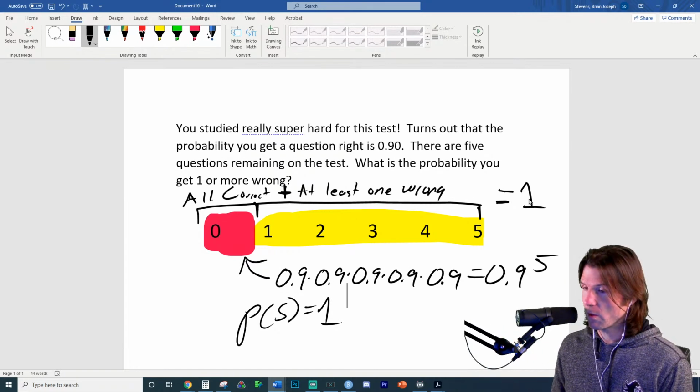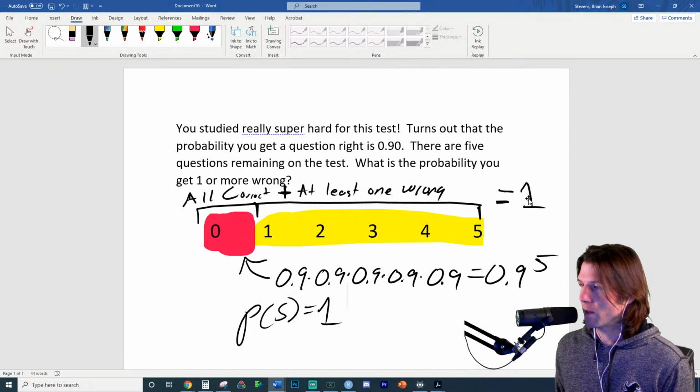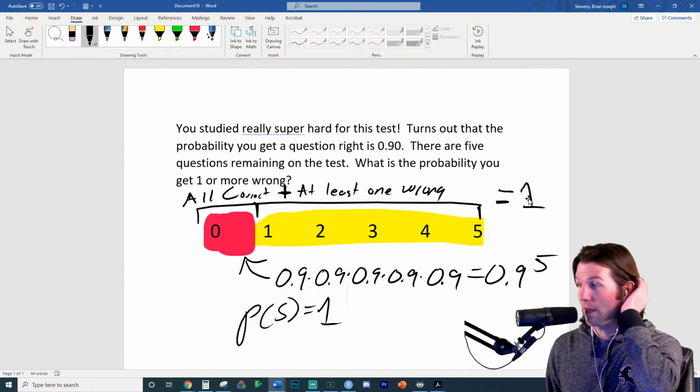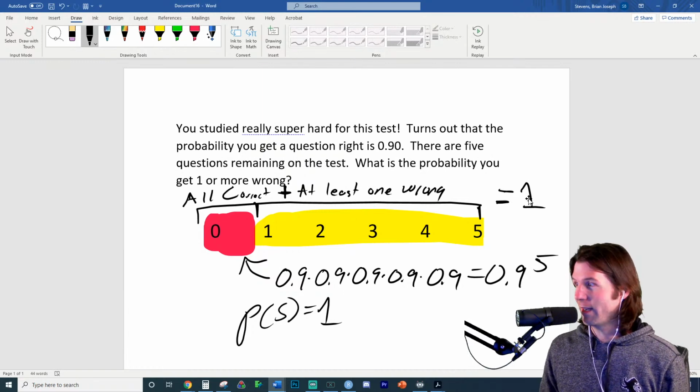You're either going to get all the questions correct on the test for the last 5, or you're going to get one wrong. What about one right? That is complicated. I can show you that one. That won't be on the test. Getting exactly one correct is a little more complicated. Don't worry, that's not on the test because it requires permutations. I can show you that really quick.